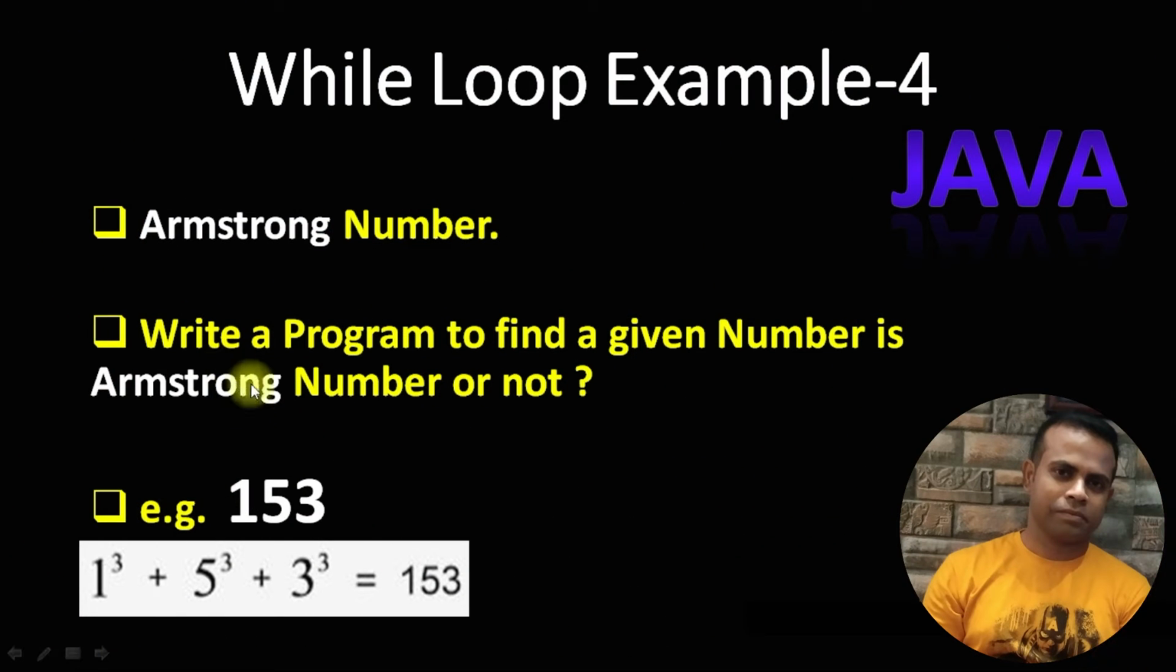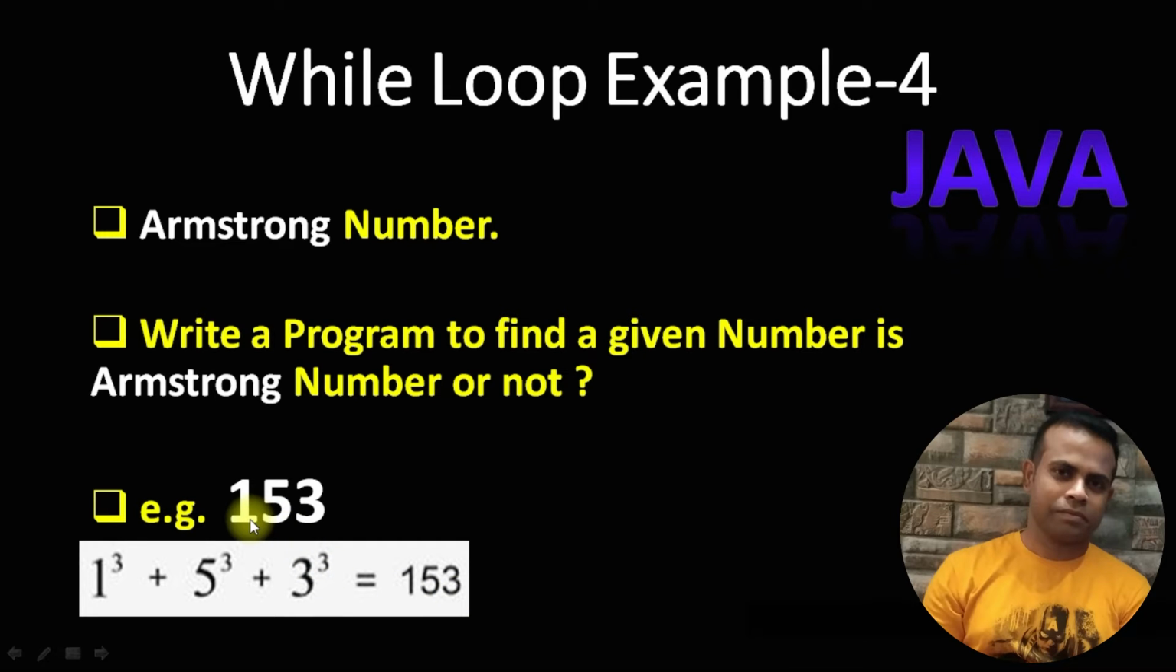Today we will create a program to find out whether a number is an Armstrong number or not. First we have to understand what an Armstrong number actually is. An Armstrong number is such a type of number whose sum of the cube of its digits is the same as that number. What does it mean? Let's say 153. If you check the digits of 153, their cube summation is the same as 153.